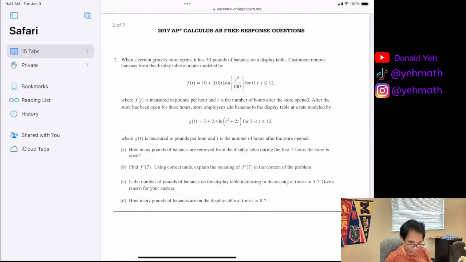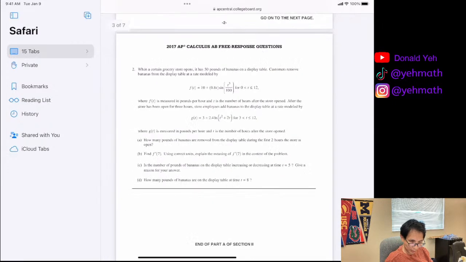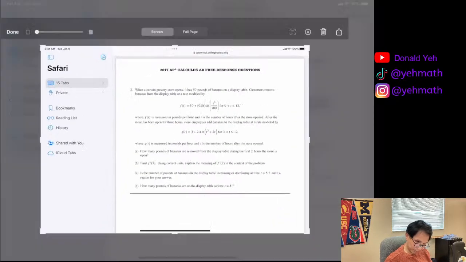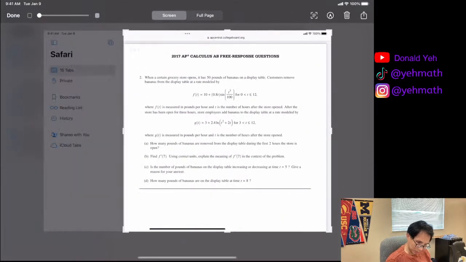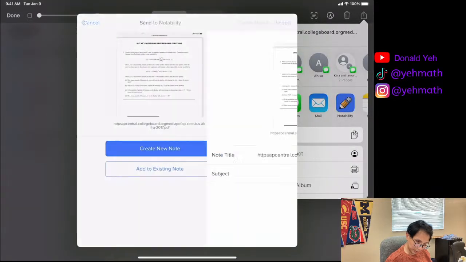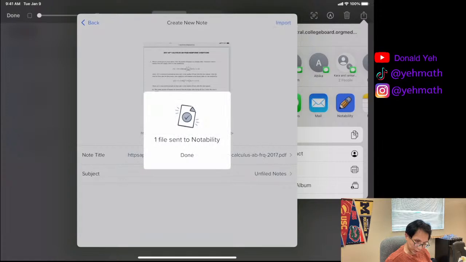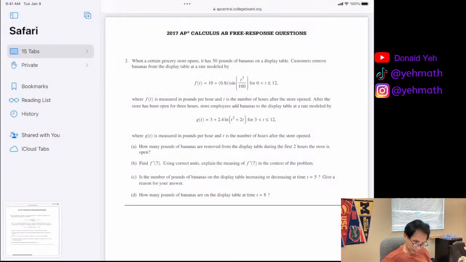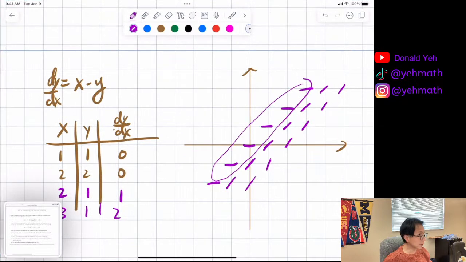Okay, how do I shrink this? I'm just going to do it by importing into Notability. Create a new note, import, and you have to learn how to use the calculator as well. On your test, you're going to have 2 questions with calculator, 2 questions without it. It's going to be Thursday.